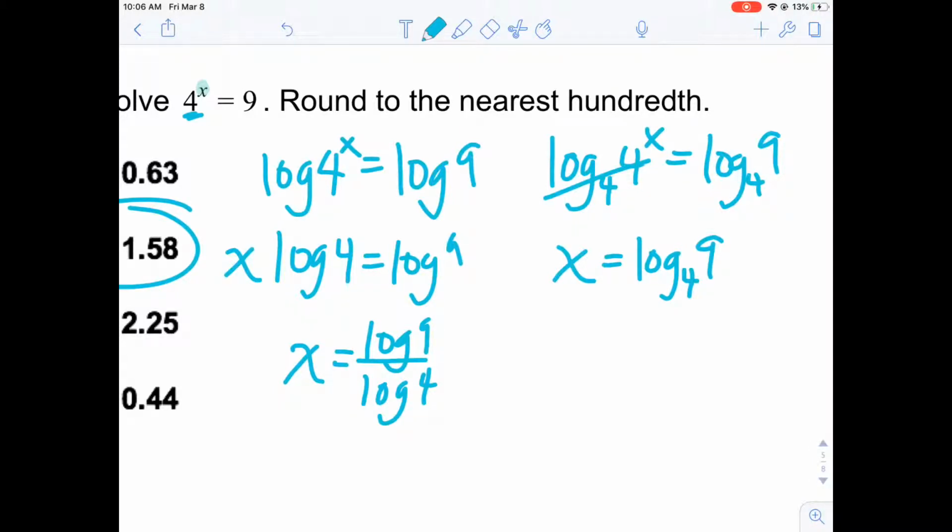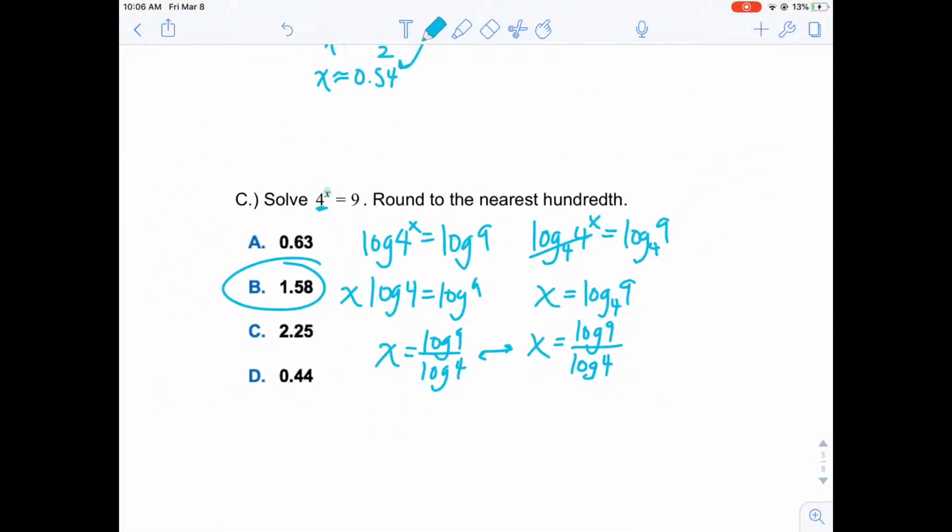And in order to plug that into the calculator, we would use the change of base formula, which is log of that big number 9 divided by log of our base, which is 4, and what do you know? It's the exact same thing. So you can use either way. They both work just fine and get us to the same solution.